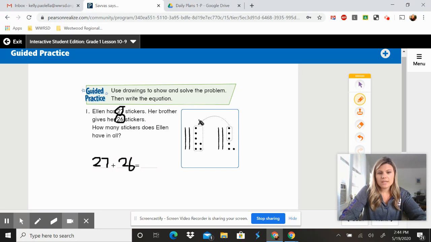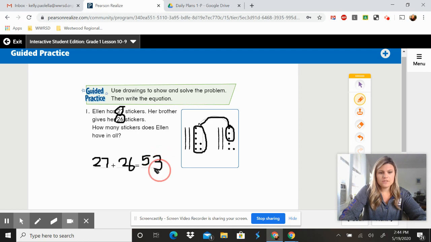So we can make a 10. We've got 7 ones here. Okay, so 7, 8, 9, 10. We just need 3 more from 26, okay? So now let's count on 10, 20, 30, 40, 50, 51, 52, 53.